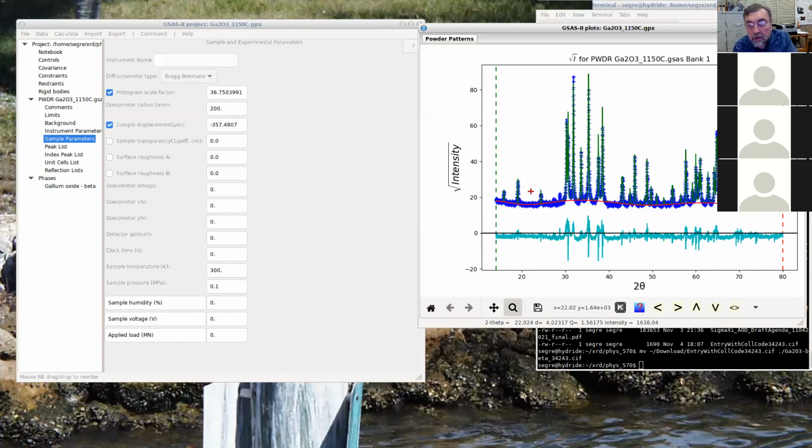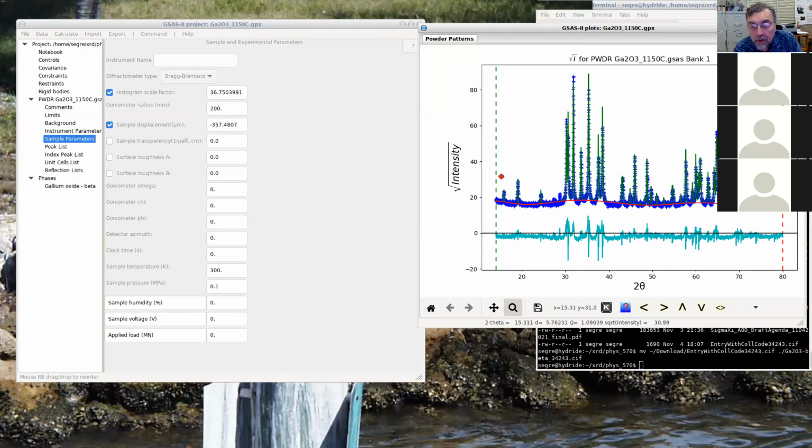So let's take a look at the square root. The background is pretty good. I'm pretty satisfied with the background. I could add another couple parameters here, but let me do that later. And clearly we're not fitting these 2 peaks. And so we're going to have a problem with that.